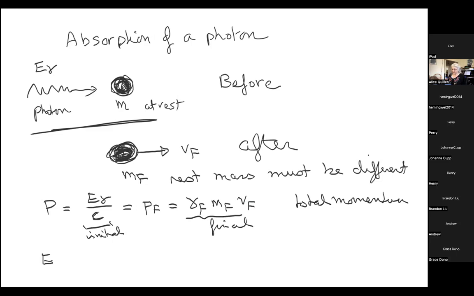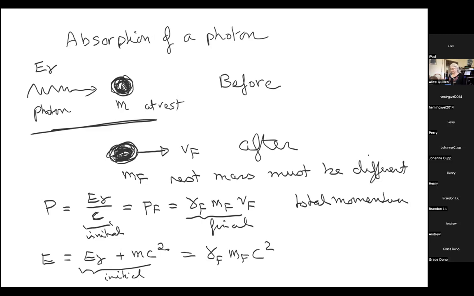The total energy, the initial energy, is the energy of the photon plus the rest mass energy of the particle. And this is initial. And the final energy, since we only have one particle, is going to look like this: gamma final M final C squared. Okay, good. Now our goal is to figure out, we have two unknowns and two equations here, the velocity of the particle afterwards and the rest mass of the particle afterwards.